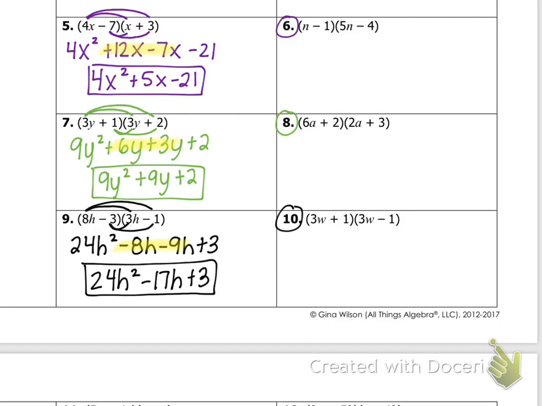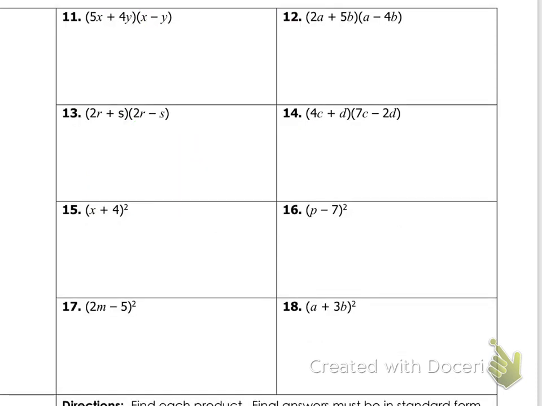Okay, try 10 as well. Okay, 11. Now notice here we do have two different variables. We have an x and a y. So now we're going to have to worry about that alphabetical order part. So 5x times x is 5x squared. 5x times negative y is negative 5xy. We're just multiplying x and y. We cannot combine those because one's an x and one's a y.